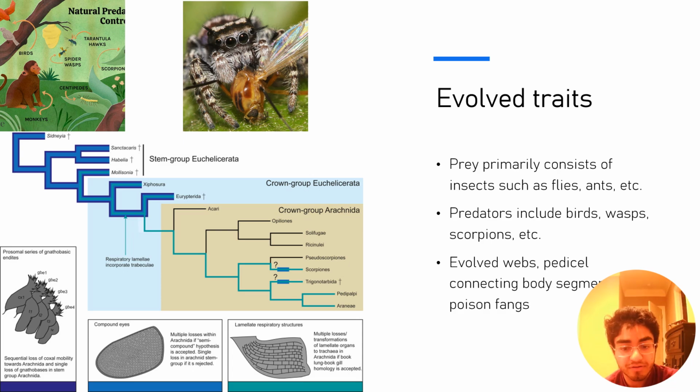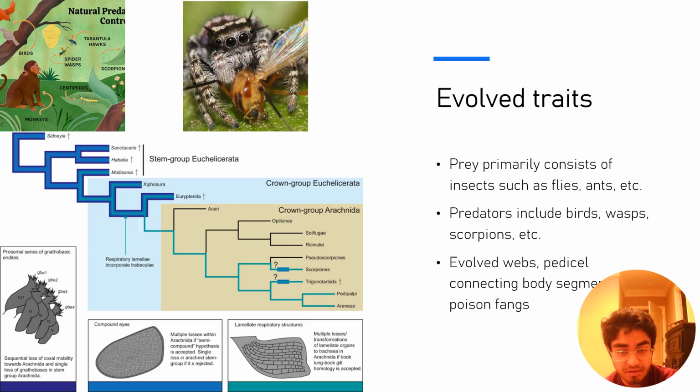Now, when we look at it from an evolutionary standpoint, we can find some things that arachnids have developed in general, such as the lamellar respiratory structures, which are thin, plate-like structures, which can maximize gas exchange, as well as the development of compound eyes, as we can see in the picture here.